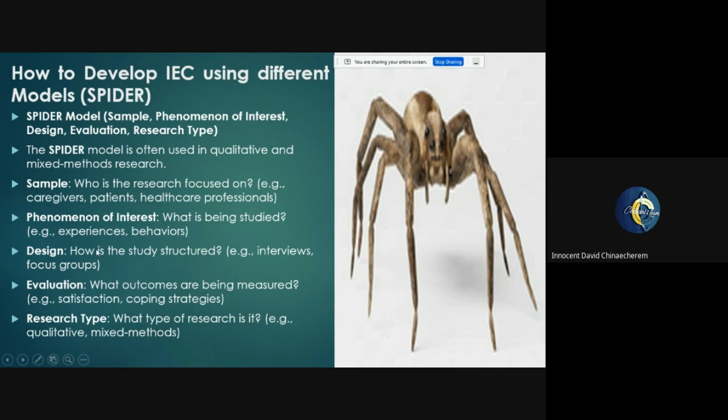And in our design, we could be interested in how the study is structured that we want to include. Is it going to be interviews or is it going to be focus groups? And in our evaluation, which is also known as our outcome, what outcomes are being measured? Is it satisfaction? Is it coping strategy?